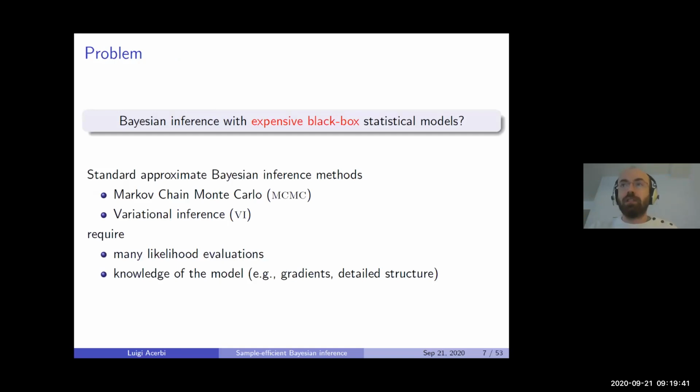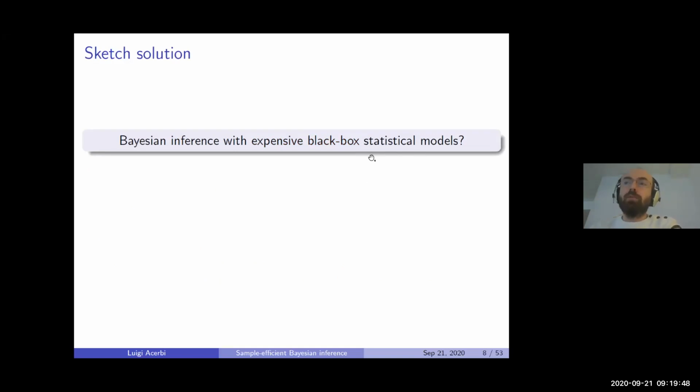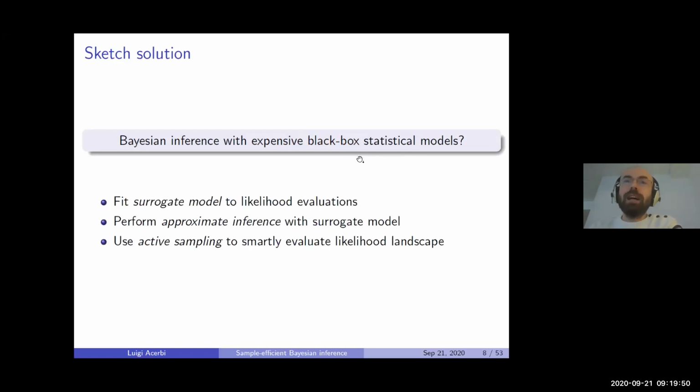You have a detailed structure of the model that you can exploit to perform inference in a more efficient way. If you don't have those, then it's tough. So how do we go about it? Well, a sketch solution, a kind of standard sketch solution that you can use in these cases.